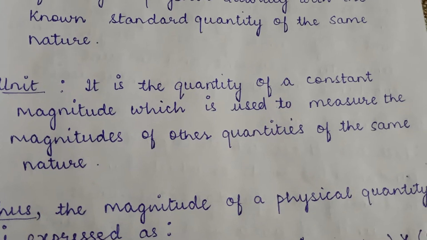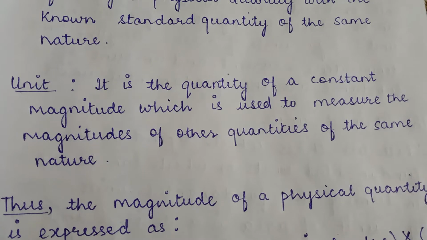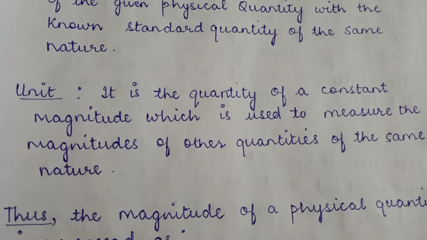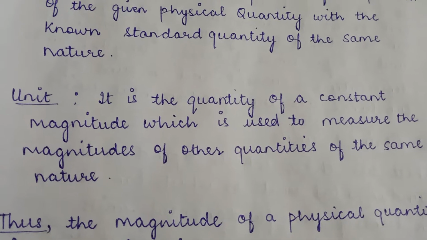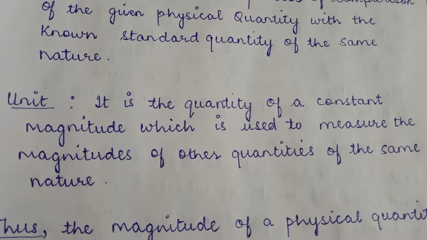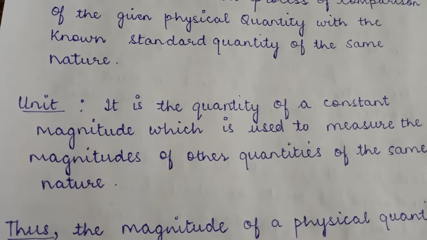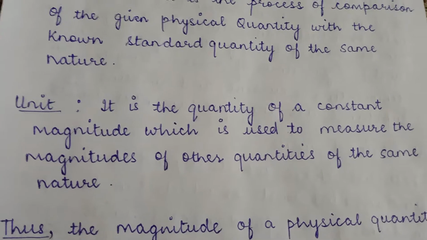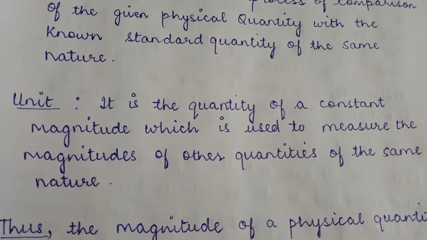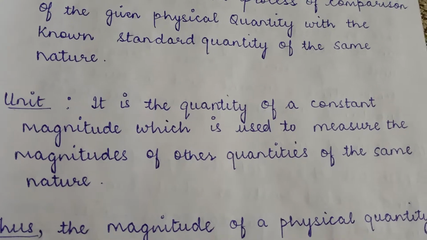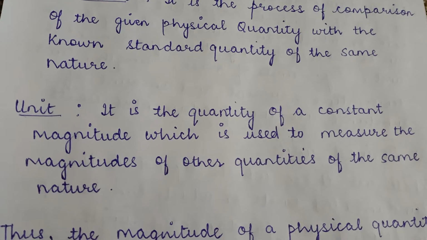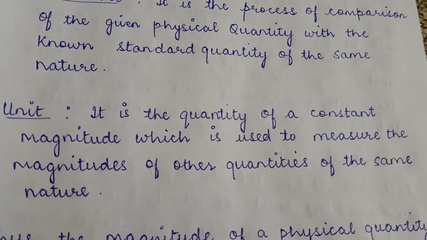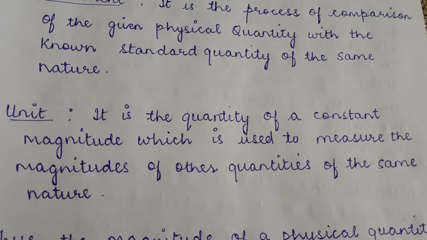It is the quantity of a constant magnitude which is used to measure the magnitude of other quantities of the same nature. As we know that every physical quantity can be measured in a particular specified unit. Like if we have to measure mass, which is a physical quantity, then its unit will definitely be kilogram. Similarly, length can also be measured and its unit is always meter. So, unit is the quantity of constant magnitude which is used to measure the magnitude of other quantities of the same nature.